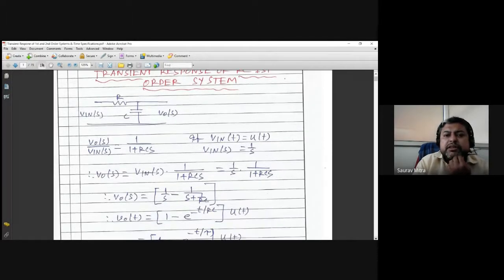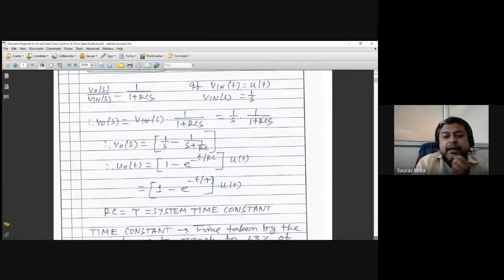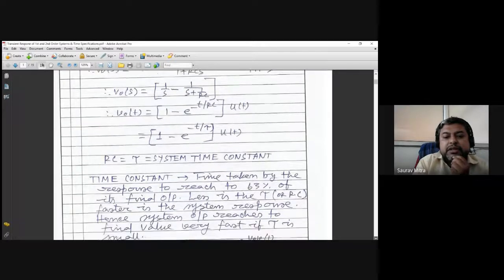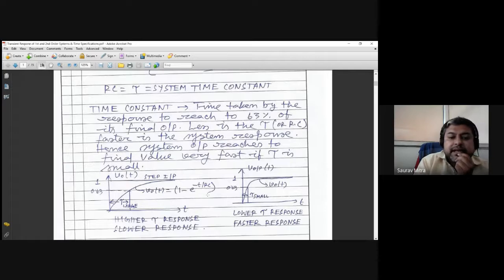Okay. So is this circuit familiar to you? First order or second order? First order, sir. This is a first order circuit because there is only one capacitor. How to find the transfer function? You have to prepare this. This circuit has a transfer function of 1 divided by 1 plus RCs, and we are finding the system time constant. Time constant is given by R into C, and this is how the step response of the system goes.